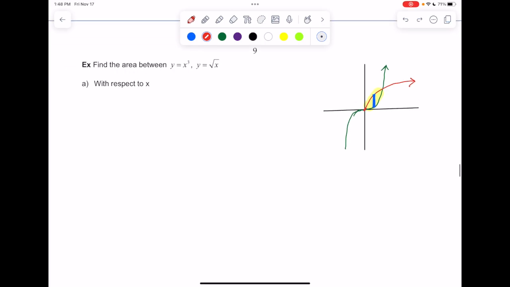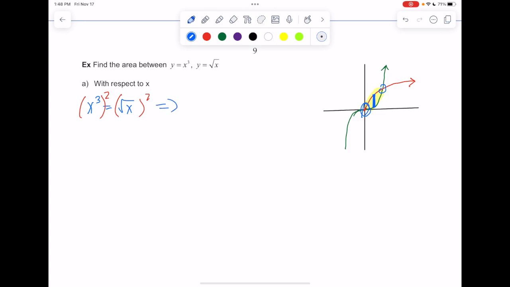All right, so we need to know where this point of intersection is right there. So we'll try and find that. We need to know this one too, but that looks like 0, 0. So we'll start off by just setting these two equal to each other. So x cubed equals the square root of x. And we want to get rid of that square root, so what we'll do is go ahead and square both sides.